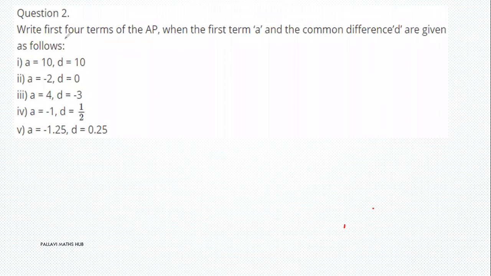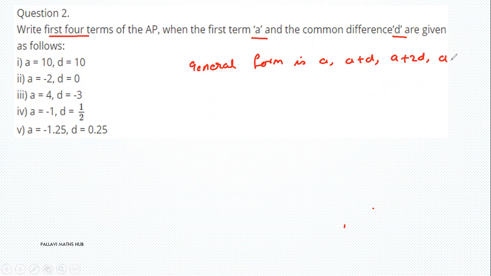Here, the question is: write the first 4 terms of an AP when the first term is a and the common difference is d as follows. Here they have given the value of a and the value of d. You need to write down the first 4 terms. For the first 4 terms, the general form is a, a plus d, a plus 2d, a plus 3d. It continues. You need to write down the first 4 terms.